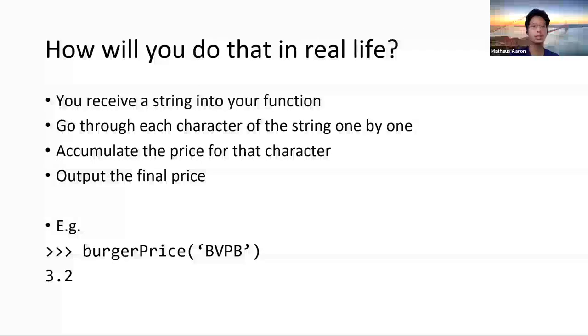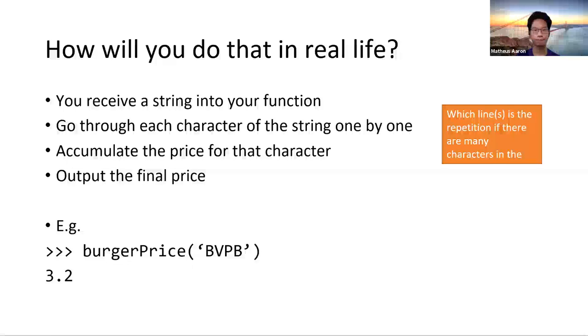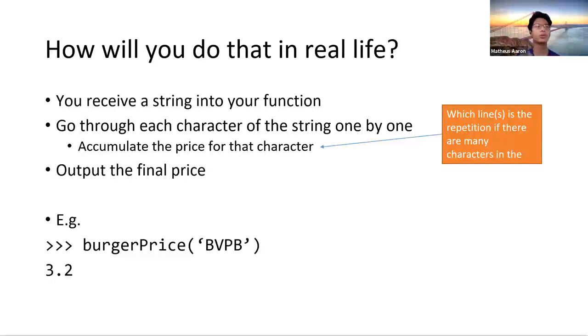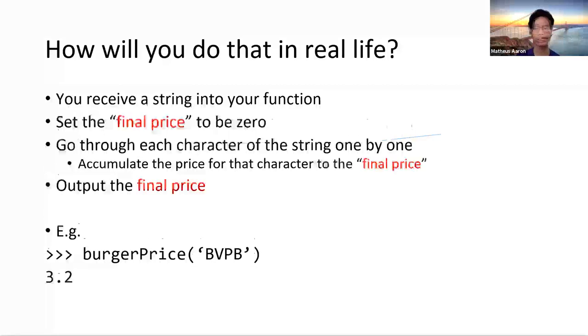So again, how would you do it in real life? You will technically receive a string in your function, and then you go through each character of the string one by one, accumulate the price for that character and output the final price. It's like going through the self-checkout counter in FairPrice, you scan the item one by one. So it's the same thing. You're scanning the price for each ingredient in the burger, and every time you scan, you take the price and sum it up. So every time you go through each character one by one, you start accumulating. Hence, you'll need to set the final price to be zero, and then accumulate it to your final price.